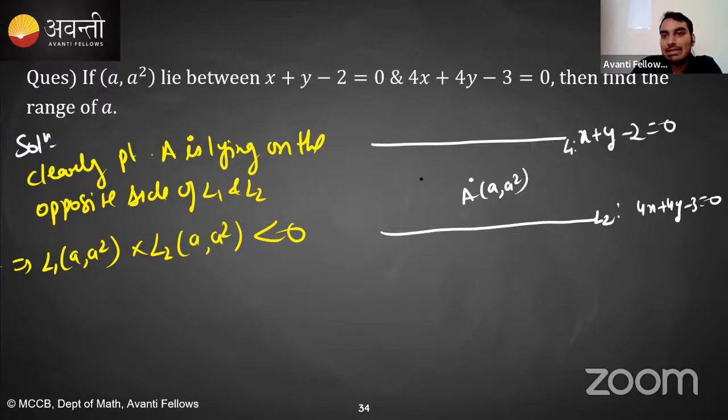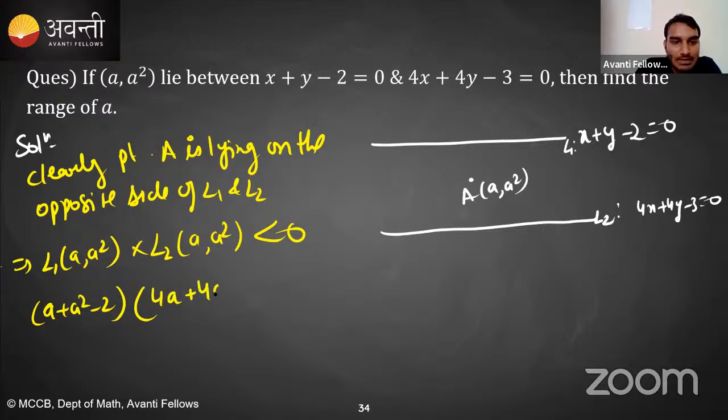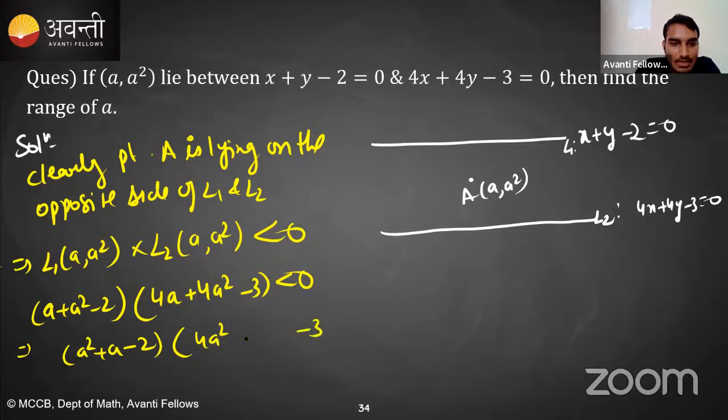So now put, replace x and y in line L1 with a and a square. So it is nothing but a plus a square minus 2 into, replace x and y with a and a square. So 4, instead of x you will write a, instead of y you will write a square minus 3 less than 0. Simple. Factorize this a little. This comes to a square plus a minus 2, and 4a square minus 3, and this is written 4a, less than 0. Clear?